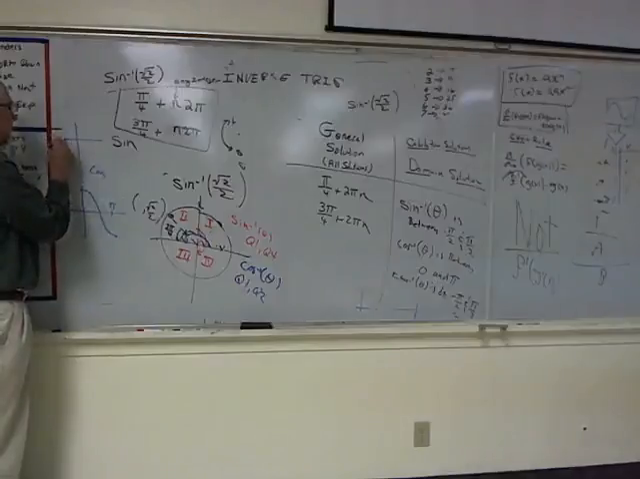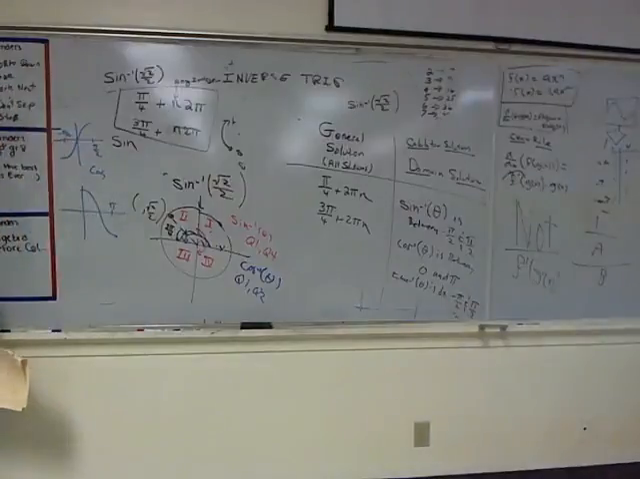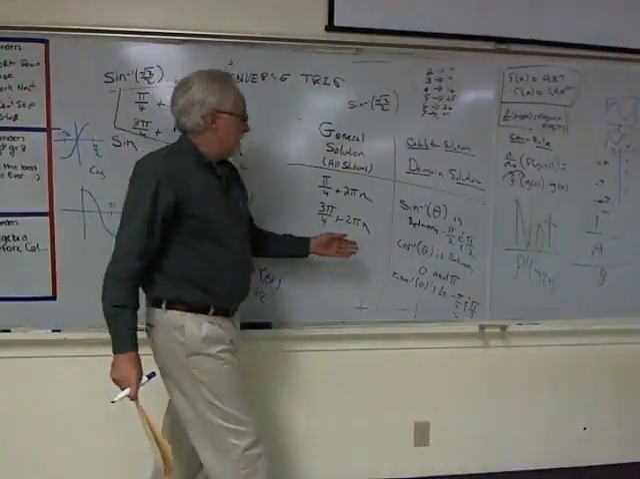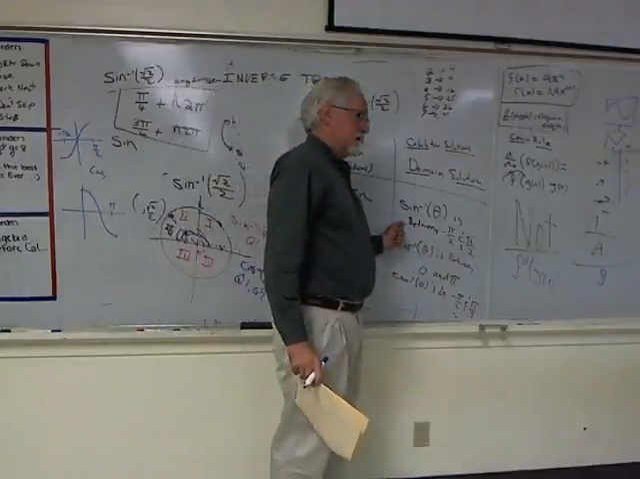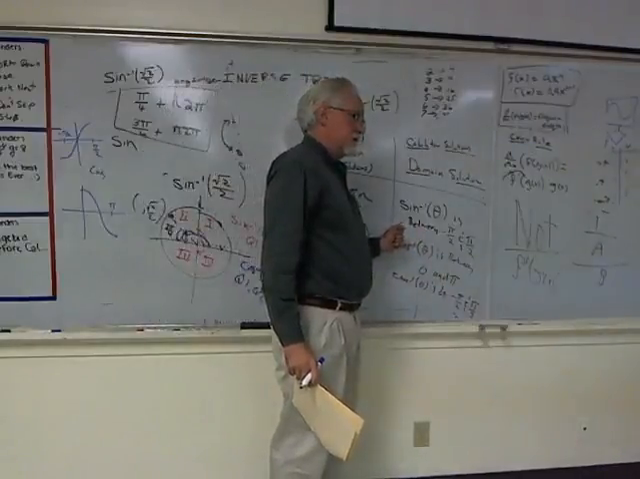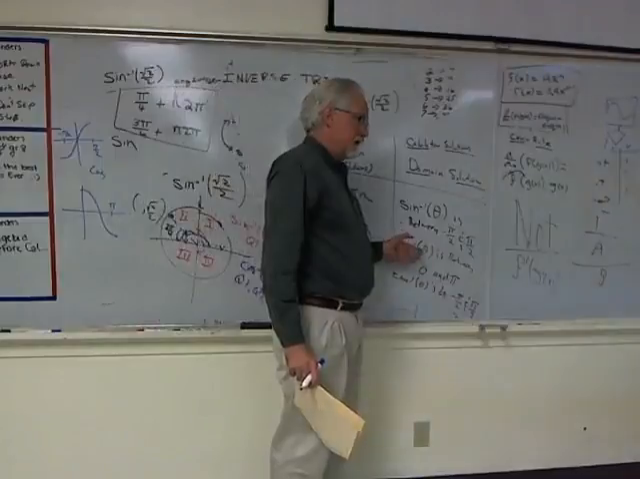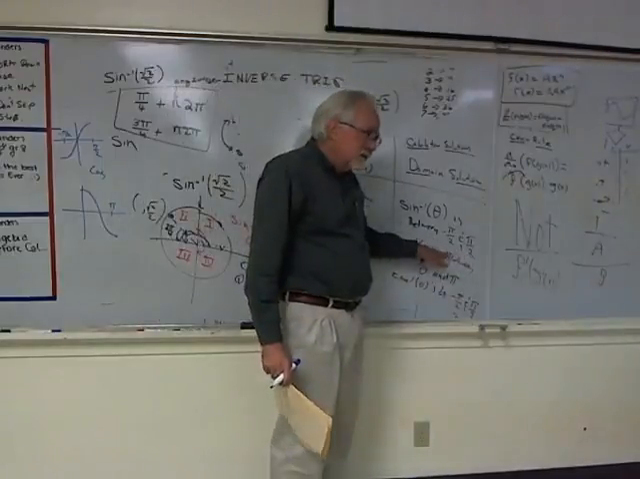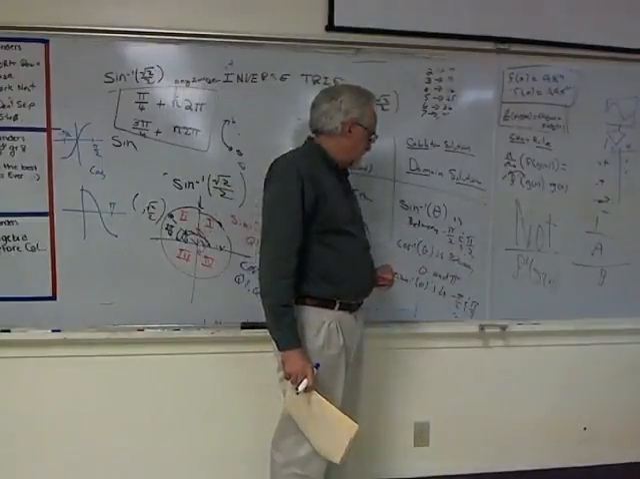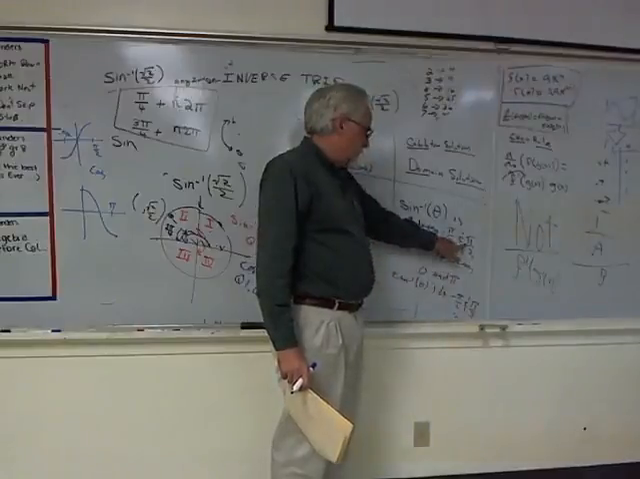Okay? And so let's look at sine inverse of the square root of 2 over 2. The general solution would be what? Pi over 4 plus 2 pi n, and 3 pi over 4 plus 2 pi n. Okay? That is the general solution. The other one is the calculator solution.